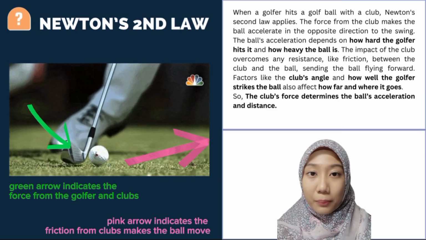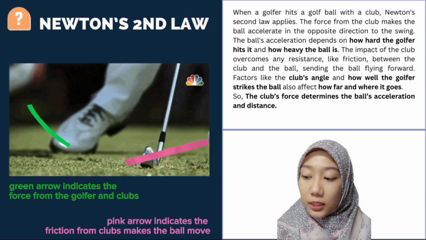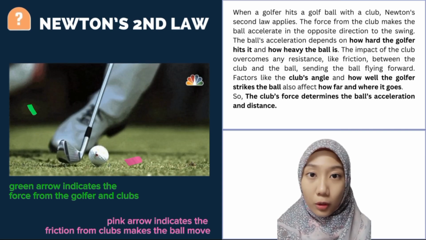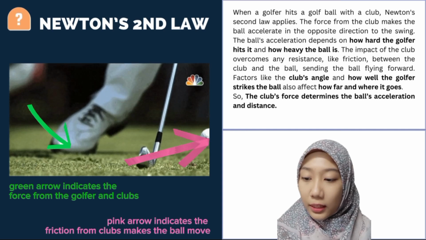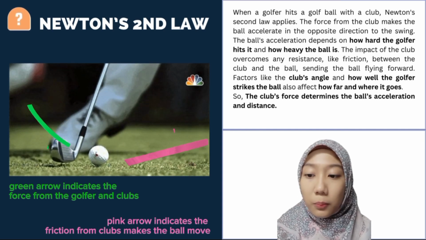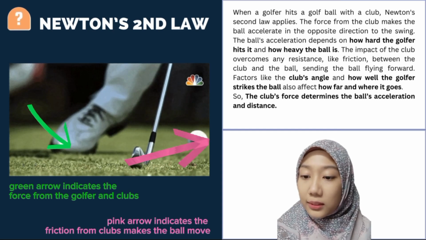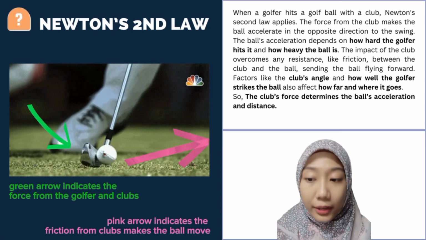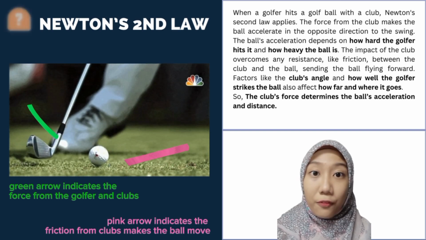So I'm going to explain the second example of Newton's second law. Here you can see a club hit a golf ball. How does Newton's second law apply here? You can see that the force from the club makes the ball accelerate in the opposite direction to the swing. The ball's acceleration depends on how hard the golfer hits it and how heavy the ball is. These are the factors.